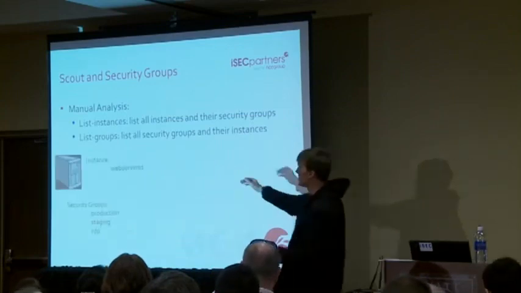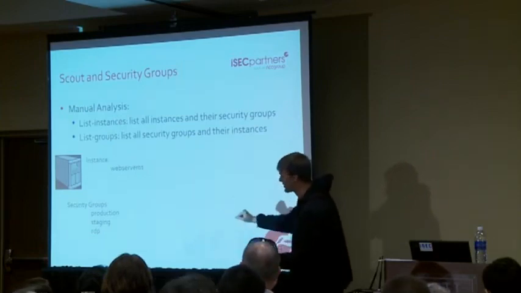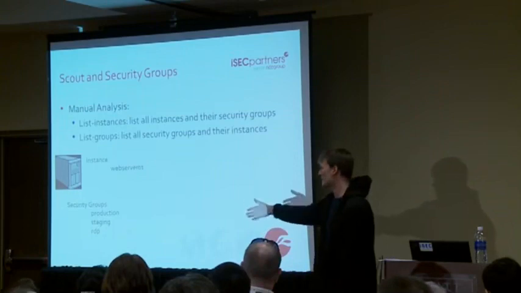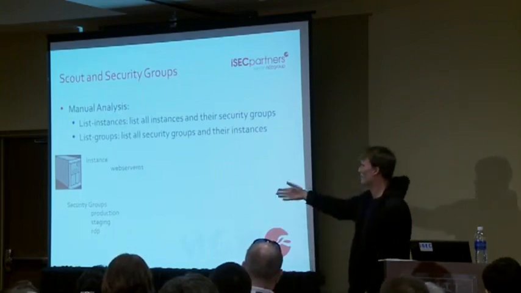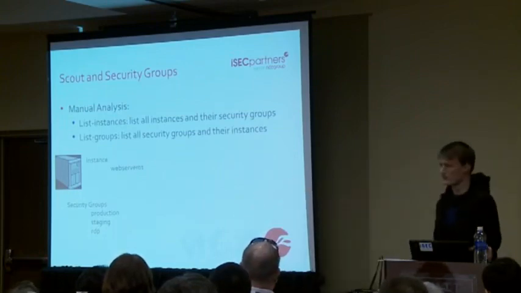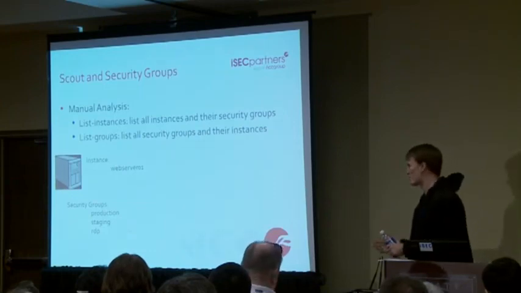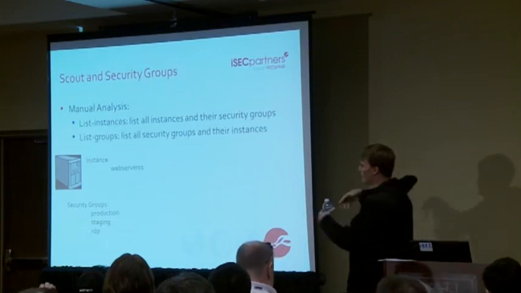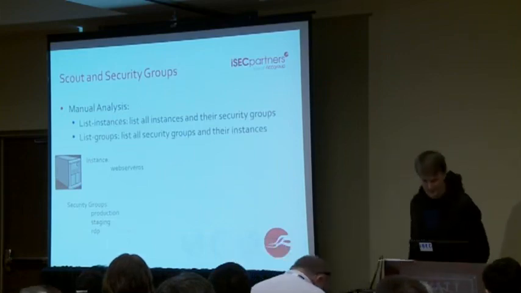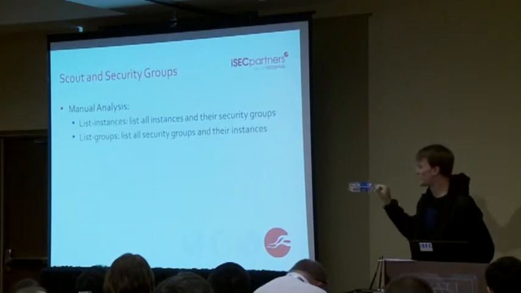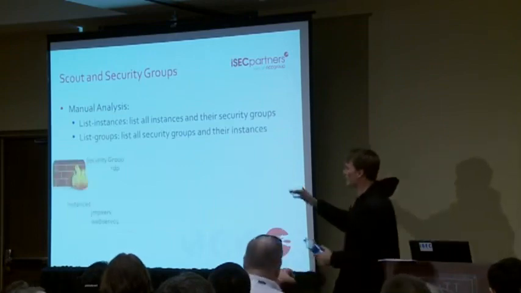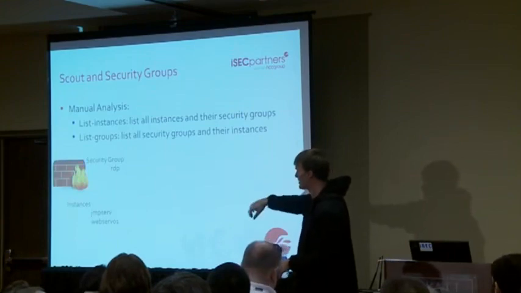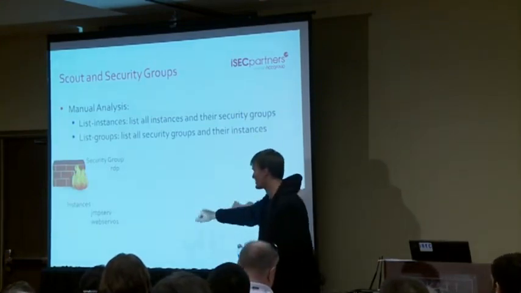Here's a quick example. If you're just interested in the web server instance, you can dump all the security groups related to that: production, staging, RDP. If you were looking at this, you might question, why is RDP applied to our web server? That's really not necessary, especially for a production web server. If you saw this manual output, you could say, okay, I need to look at this a little bit further. Similarly, you may want to dump out a security group itself and see all the instances that have this RDP security group applied. So you see a jump server and a web server.